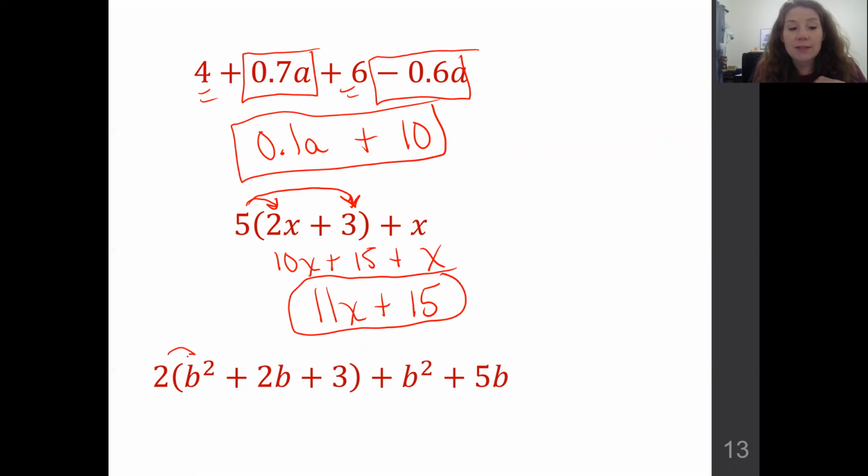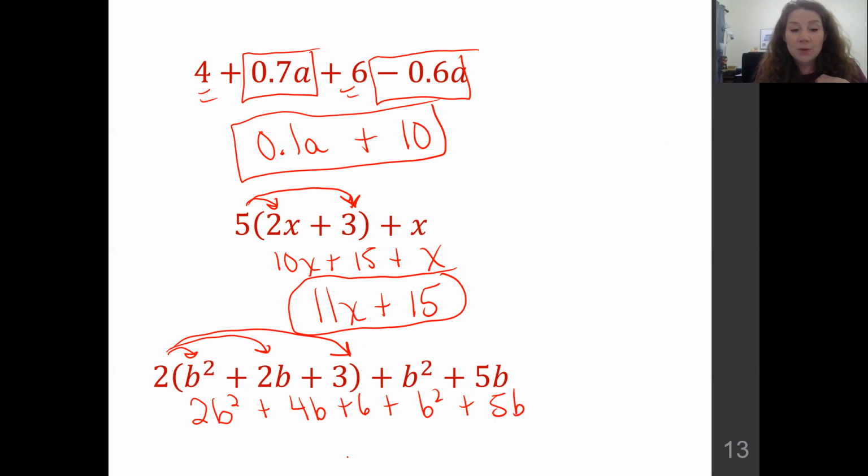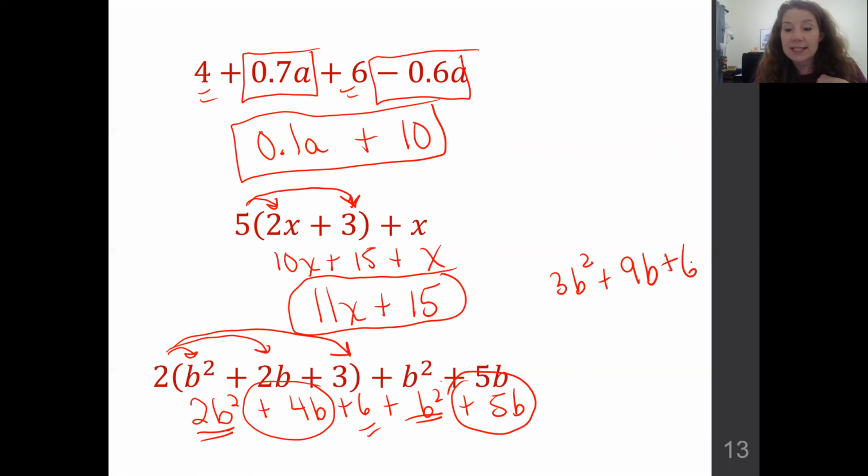All right, the bottom one, the very last problem, we're going to use the distributive property. We have 2b squared plus 4b plus 6 plus 1b squared plus 5b. We're going to combine like terms. We have 2b squared plus 1b squared, which is 3b squared. And then we have 4b plus 5b, which is 9b. And then our constant is plus 6.